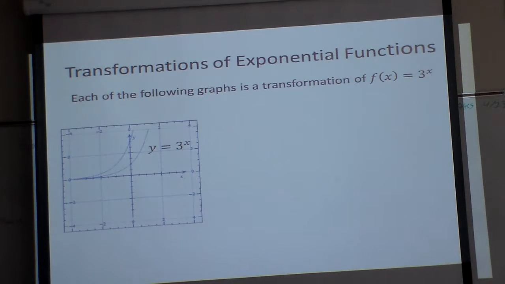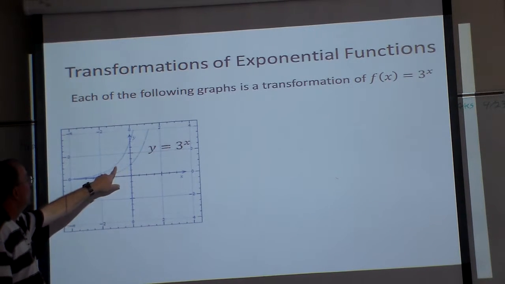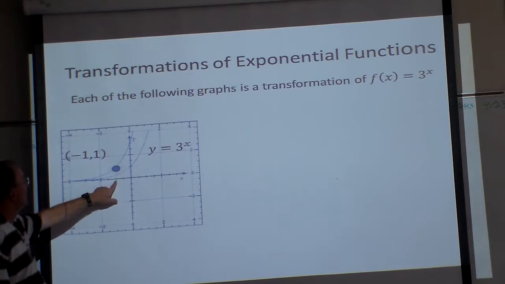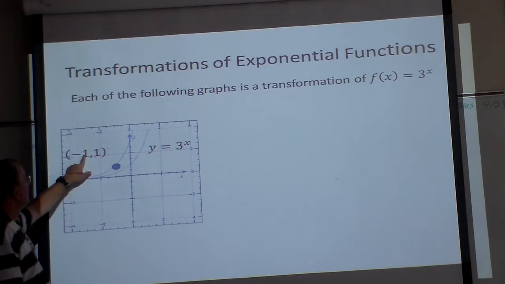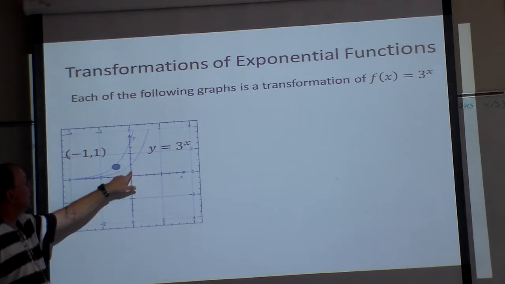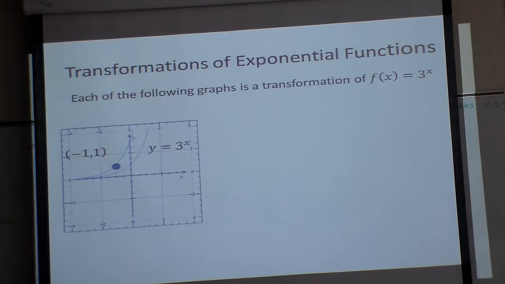Ooh, what did I do to this graph? It looks like it moved to the left 1. This is actually at negative 1. Notice I have this little dot here indicating that's there. It's at negative 1. The y value is the same, (0, 1). The x value changed to negative 1. How can I show that?